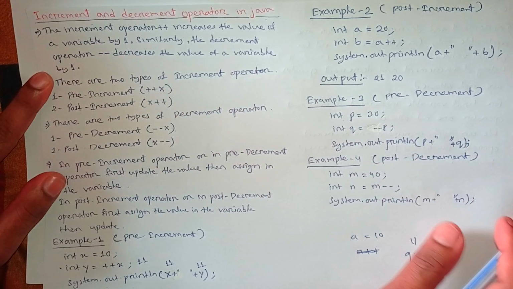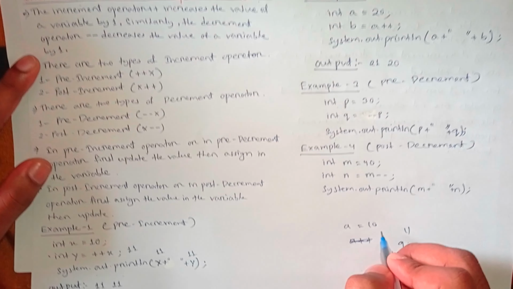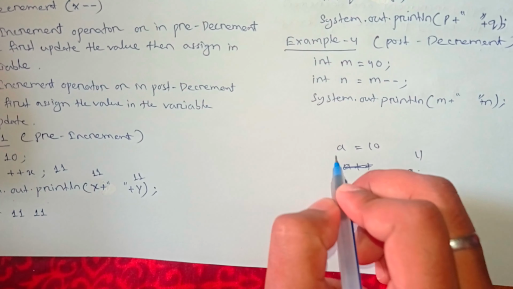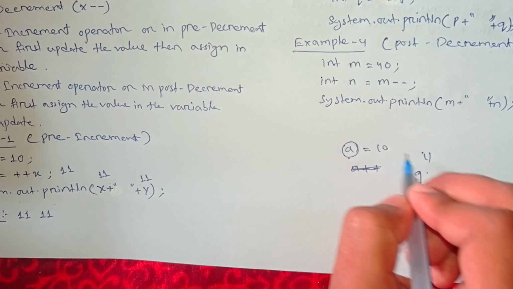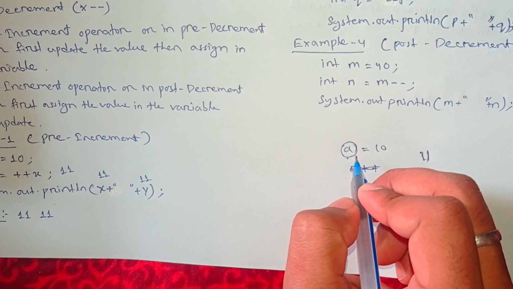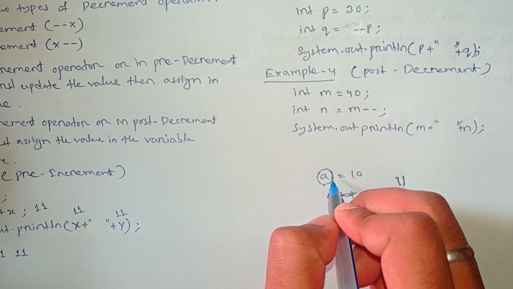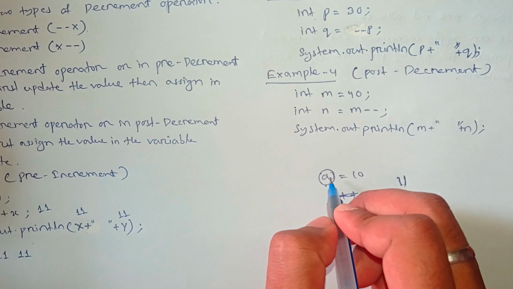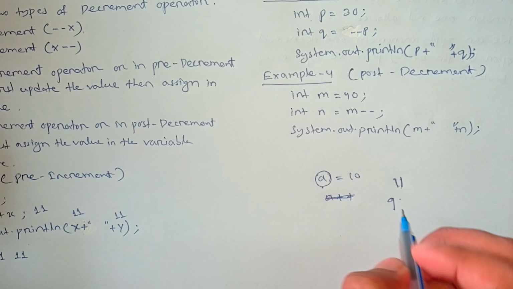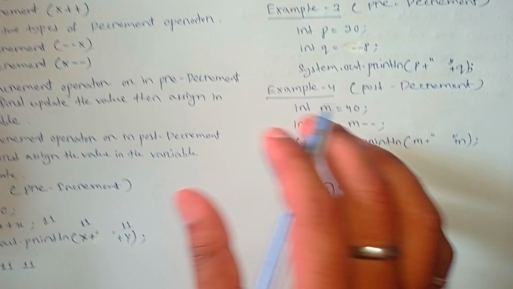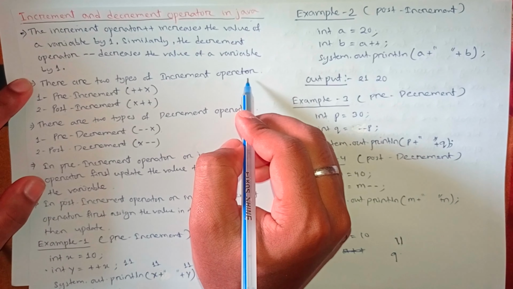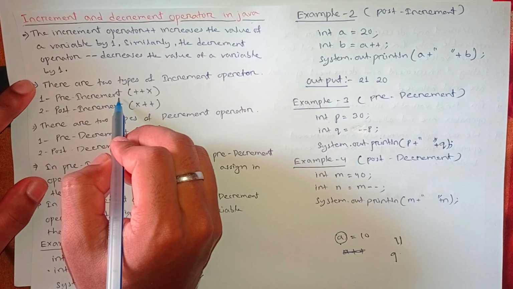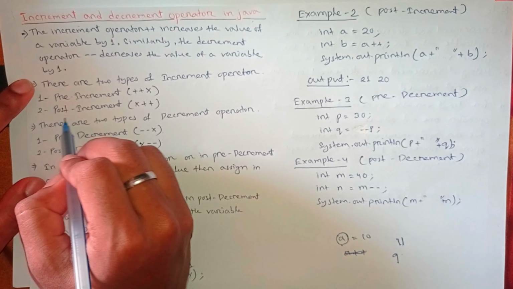That means if I take a variable a equal to 10 and use the increment operator on this variable, then the value will be plus 1: 10 plus 1, this is 11. Like that, if I use the decrement operator on this variable, then the value is 10 minus 1, that means 9. There are two types of increment operator. First is pre-increment, second is post-increment.